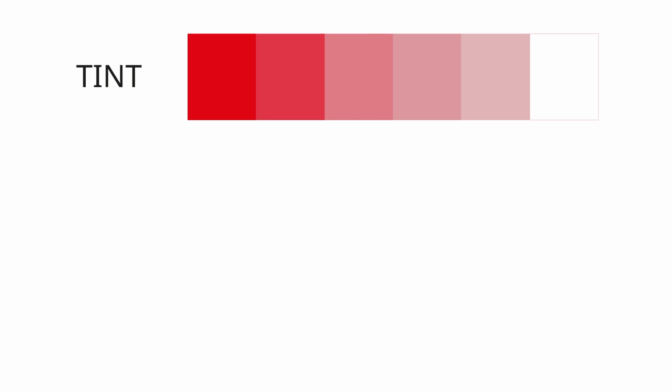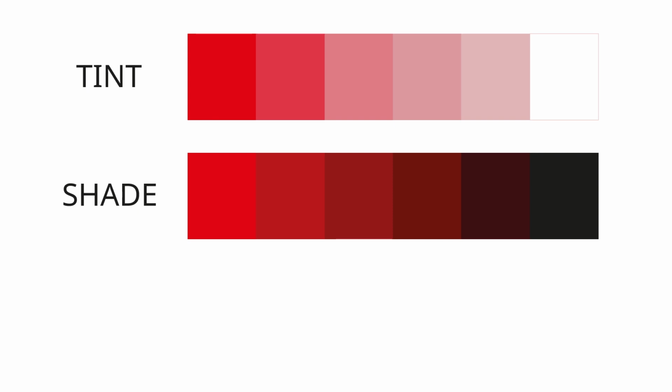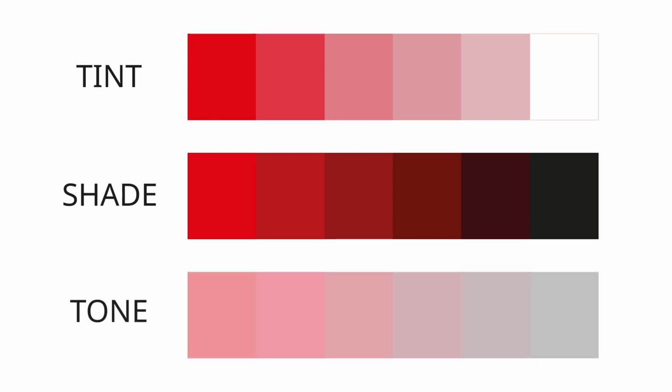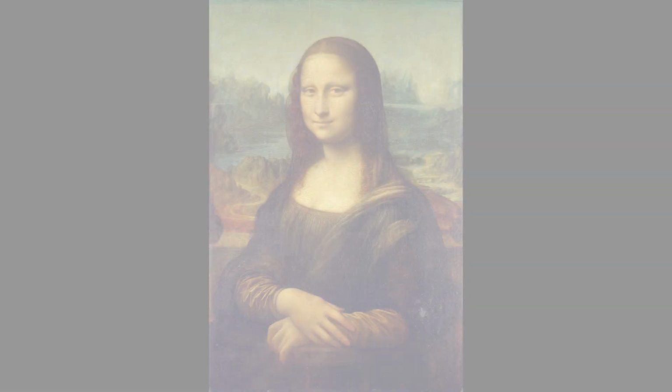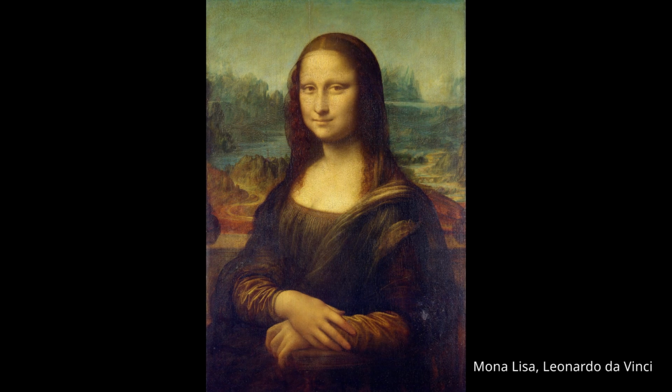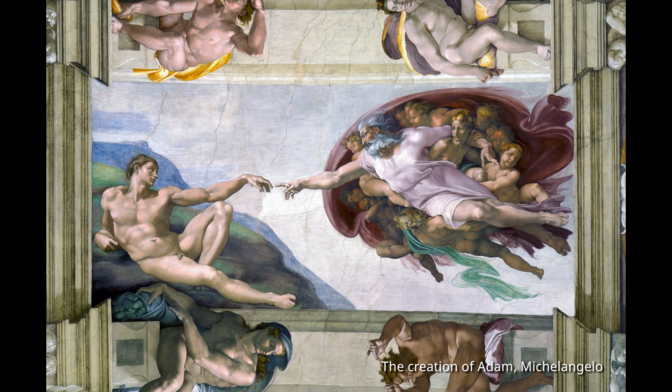Tint is the color mixed with white. So red becomes pink, blue becomes light blue, and so on. Shade is the color mixed with black. Tone is produced by mixing a color with gray. You can change the value through tinting, shading, and toning. Successful artwork uses a full range of values to create the illusion of light.